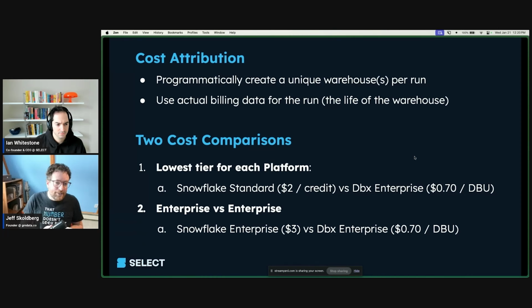We wanted how much did this run cost, and we wanted cold hard facts about it. So the only way to do that is to create the warehouse, do the run, destroy the warehouse, which is what we did, and then get the actual billing data for the run.